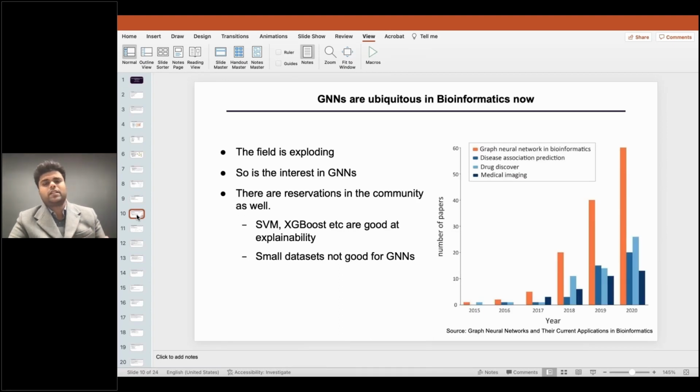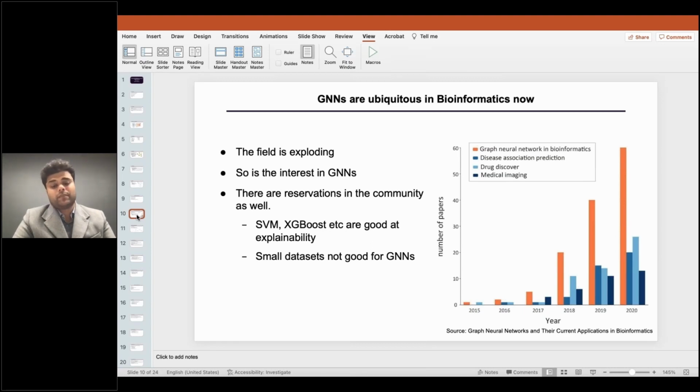So that was other domains, but now GNNs are becoming very much ubiquitous in bioinformatics nowadays. So the field is really exploding. Everywhere you look, you'll be able to find GNNs being applied to every possible problem that is there. So there's a lot of interest that is getting generated. The bioinformatics field is growing exponentially right now, and so is the field of graph neural networks in bioinformatics. So there's obviously pushback and reservations in the community regarding this.